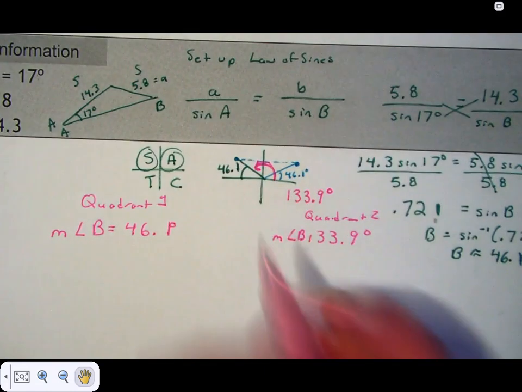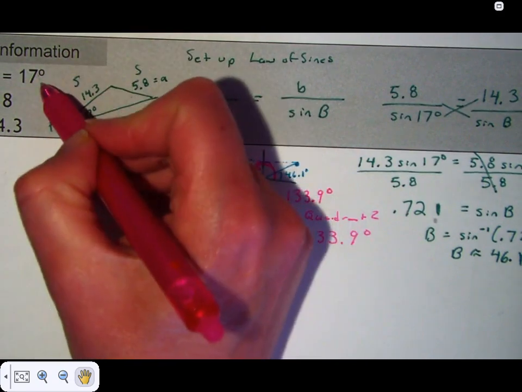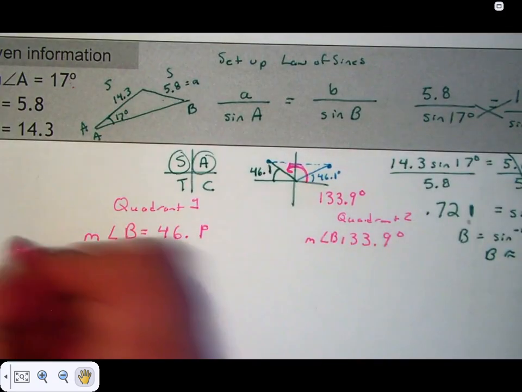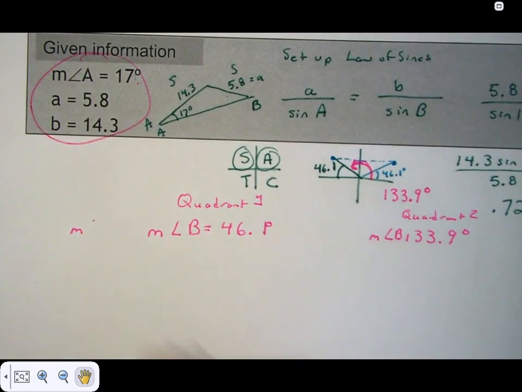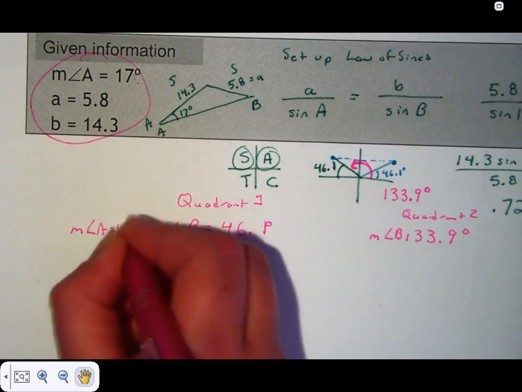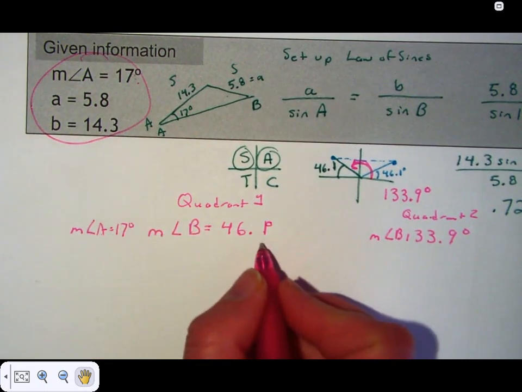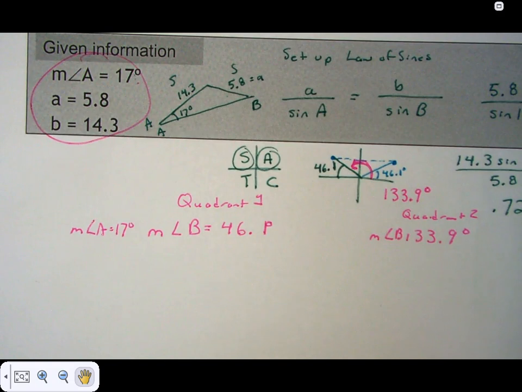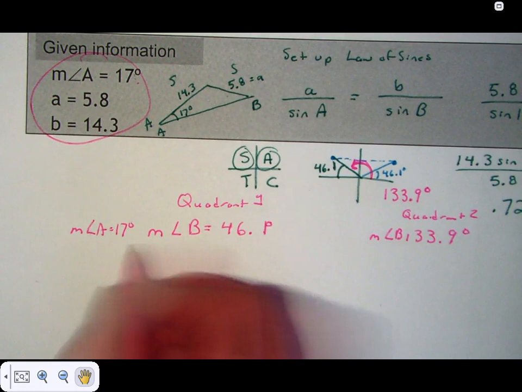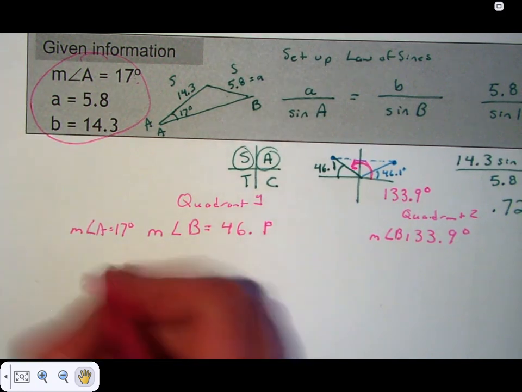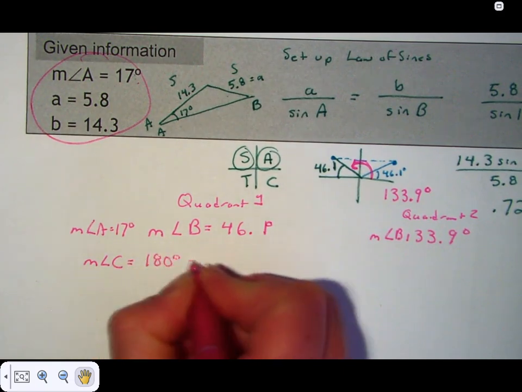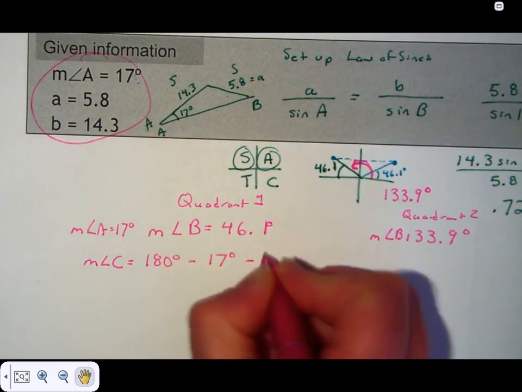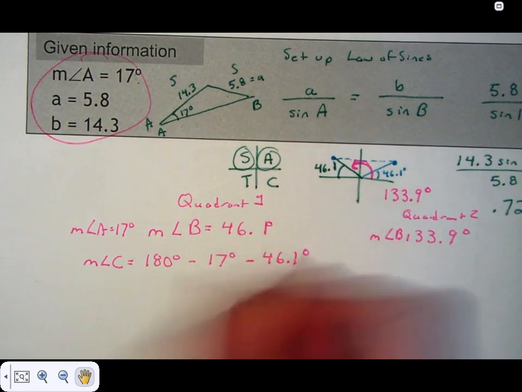Okay, so if we look at this one, we had 17 degrees for A. Just to remind ourselves, these things don't change. So for this one, if angle A was 17, and angle B is 46.1, can we figure out angle C? I hope we can. We know two out of three. So let's just find the last angle. Just do 180 minus 17 minus 46.1 and tell me what you get.